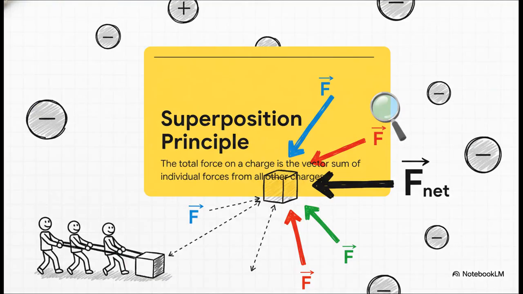Okay, that's great for two charges. But what about when you have a whole bunch of them? What happens then? Well, that's where something called the superposition principle comes in. It sounds really fancy, but the idea is actually super simple. Imagine a few people are all pulling on a box from different directions. The way the box moves is just the combined effect of all those individual pulls, right? It's the exact same idea with charges. To find the total force on any one charge, you just calculate the force from every other charge individually, and then add them all up, making sure to account for the direction of each pull. That's what we call a vector sum.